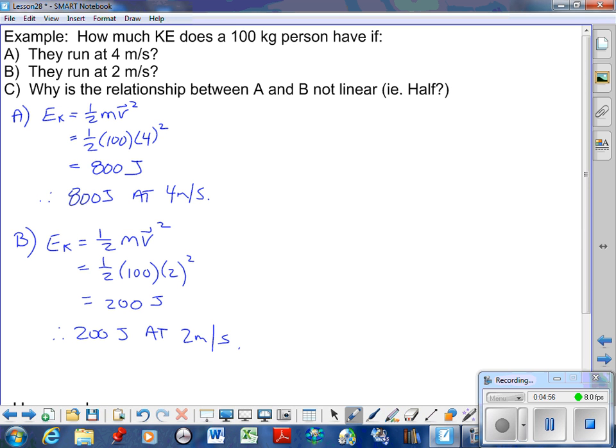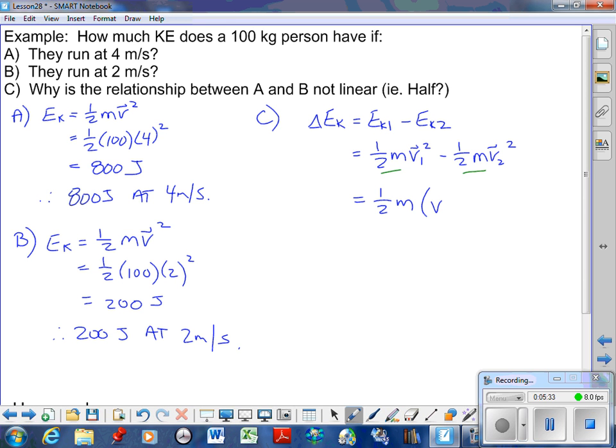Okay. So why is the relationship not linear? If it was half the height, it was half the energy back with the potential. Why for kinetic is it not? Well, let's do an analysis here of delta EK. That would be EK1 minus EK2. So that change in energy is 1/2 m v1 squared minus 1/2 m v2 squared. We still have common factors here. We have the 1/2 m we can pull out, and we're left with v1 squared minus v2 squared.